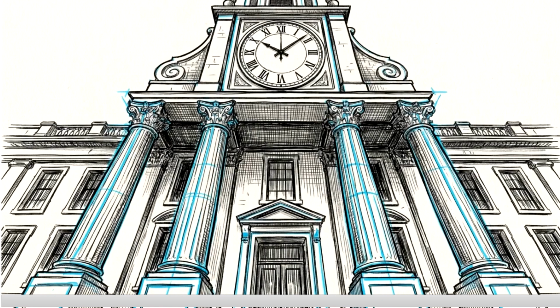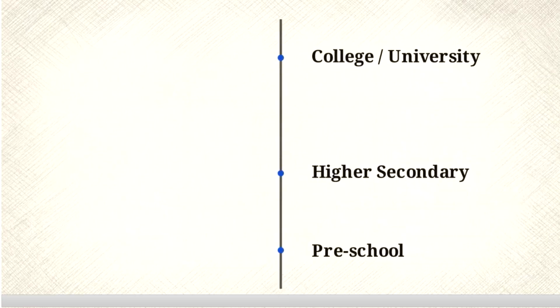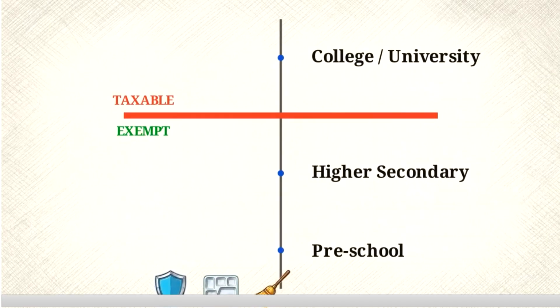Output services, those provided by the institution to its students, faculty, or staff, are universally exempt. This universal exemption extends to entrance exam fees charged by recognized institutions or bodies like the National Testing Agency. The major statutory trap lies in input services, the services provided to the institution by private players.